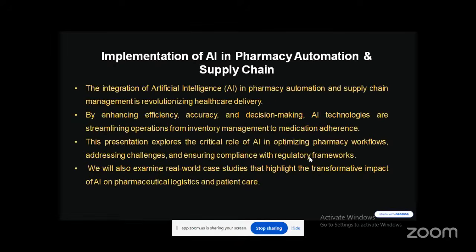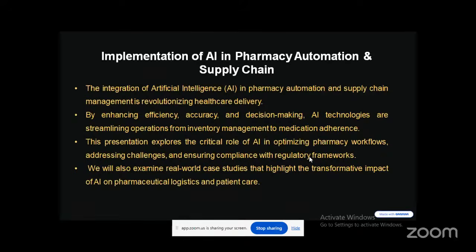Coming to the implementation of AI. Okay. Implementation of AI in pharmacy automation and supply chain. So this is going to help in revolutionizing healthcare delivery systems, and it also improves efficacy, accuracy, and decision making. So AI technologies help in streamlining the operations from inventory management to medication adherence.